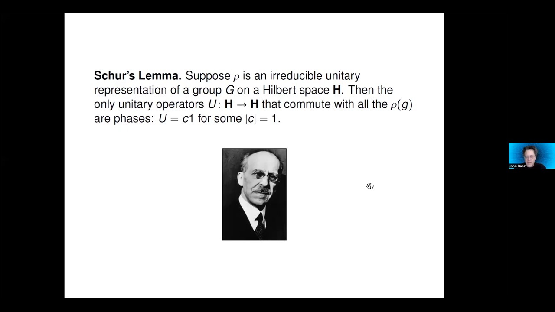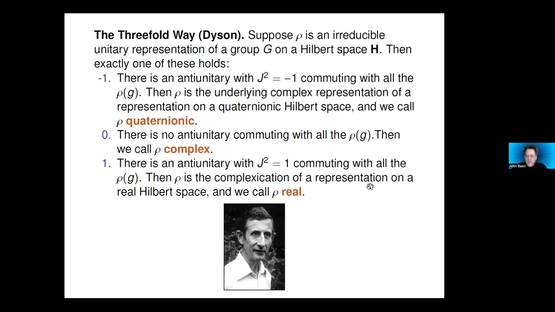So various other people, including Schur, I suspect, studied what happens with the anti-unitary operators that commute with all the operators rho g. But the first person to, I think, write a really detailed paper about it was Freeman Dyson in the 60s. And he coined the term the threefold way. So I'm honoring him with this one here.